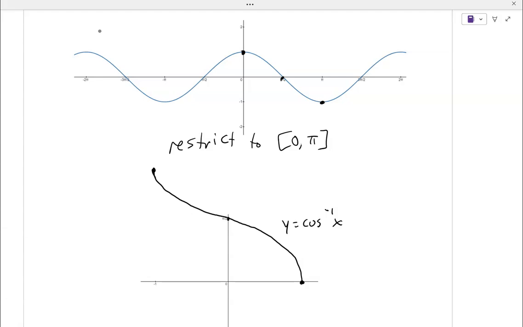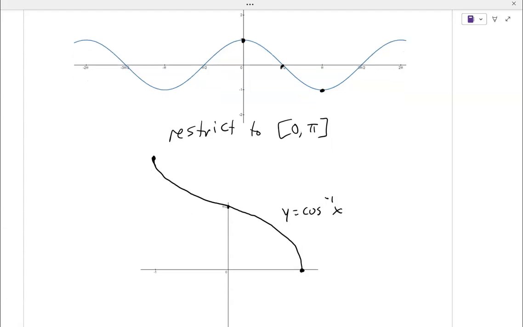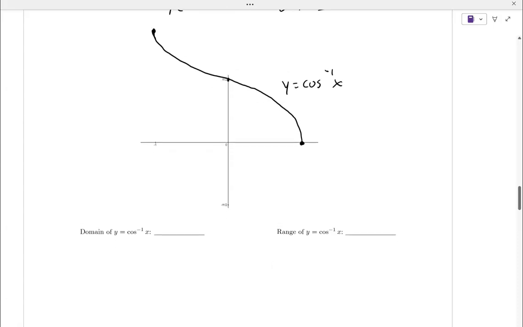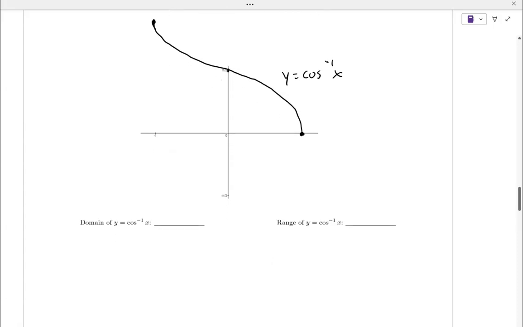All right. So let's fill out what the domain and the range would be. What's the domain here? Negative 1 to 1 again. And the range is going to be 0 to pi. Good.